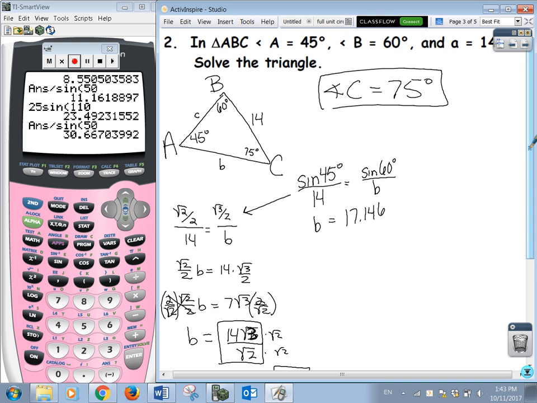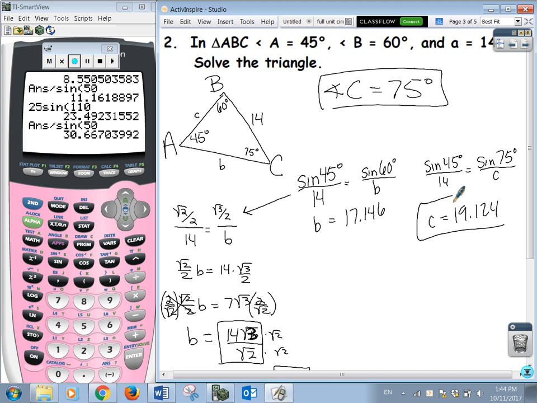Now, to find side C, we can't do that. Sine of 45 degrees over 14 equals sine of 75 degrees over its side, which is C. Even though we know what the sine of 45 degrees is, we do not know what the sine of 75 degrees is. Eventually, we'll learn how to do that without a calculator, but not yet. So this would be a calculator problem. 14 times sine of 75 degrees, divide by sine of 45 degrees, and you get 19.124.